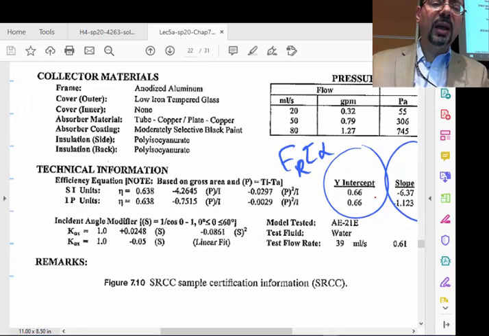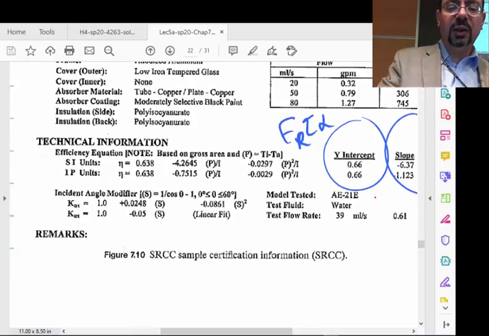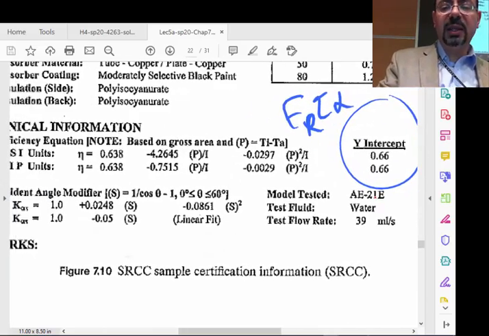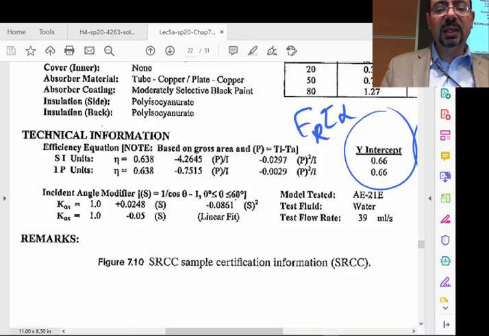And what about that incident angle modifier? Remember the incident angle modifier, the Kn, the K that was multiplied by the tau alpha, it's over here. It basically says the incident angle modifier is this.